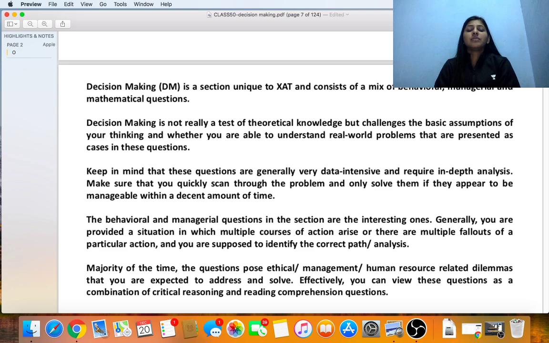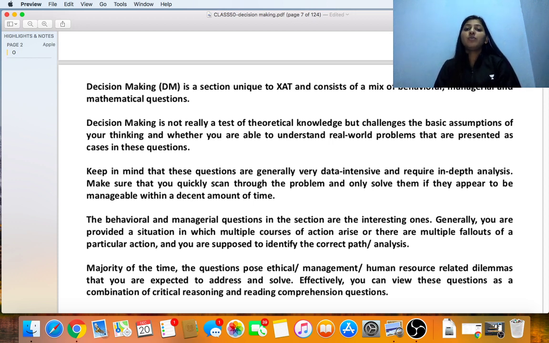In these questions, it's not really a test of your theoretical knowledge, but it challenges the basic assumptions of your thinking and whether you are able to understand the real world problems presented to you. So there are a lot of things you have to deal with here. Though they say you have to answer real world problems, actually this is textbook decision making.